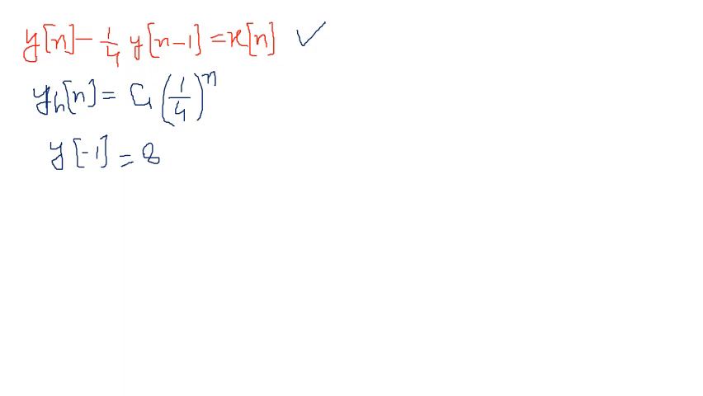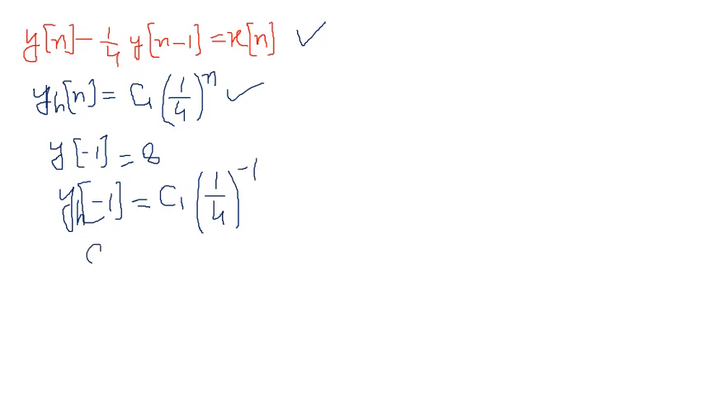So that's quite straightforward to find the natural response. By replacing the value in the equation we obtained for the homogeneous solution, y of minus 1 is equal to C1 times 1 by 4 to the power minus 1, and this is equal to 8. One by 4 to the power minus 1 means 4, so this is equal to 4 C1. That means C1 basically equals 8 divided by 4, which results in 2.